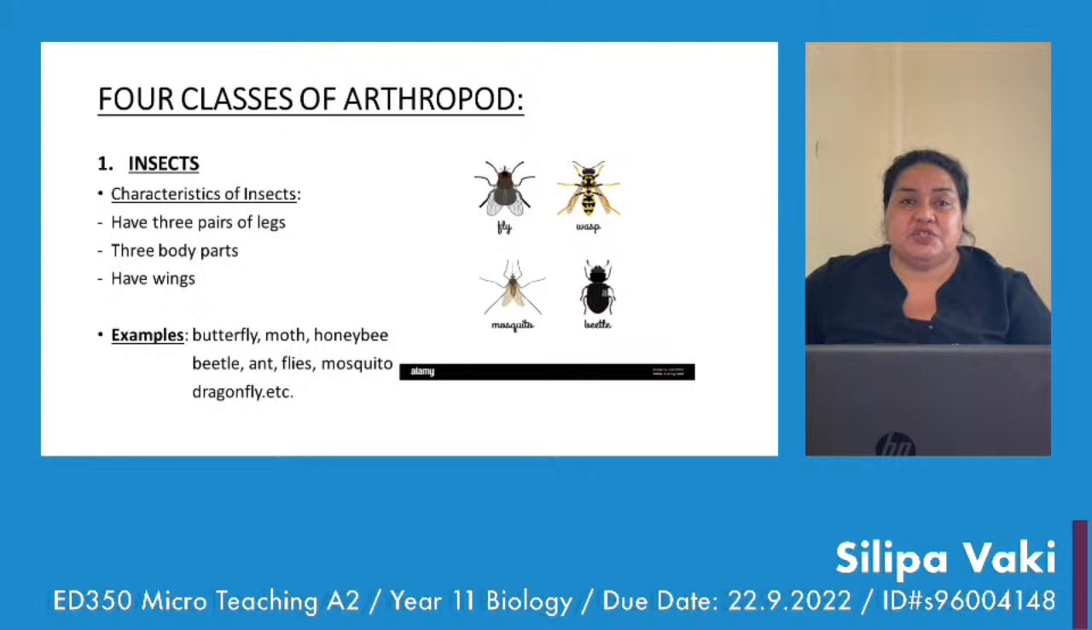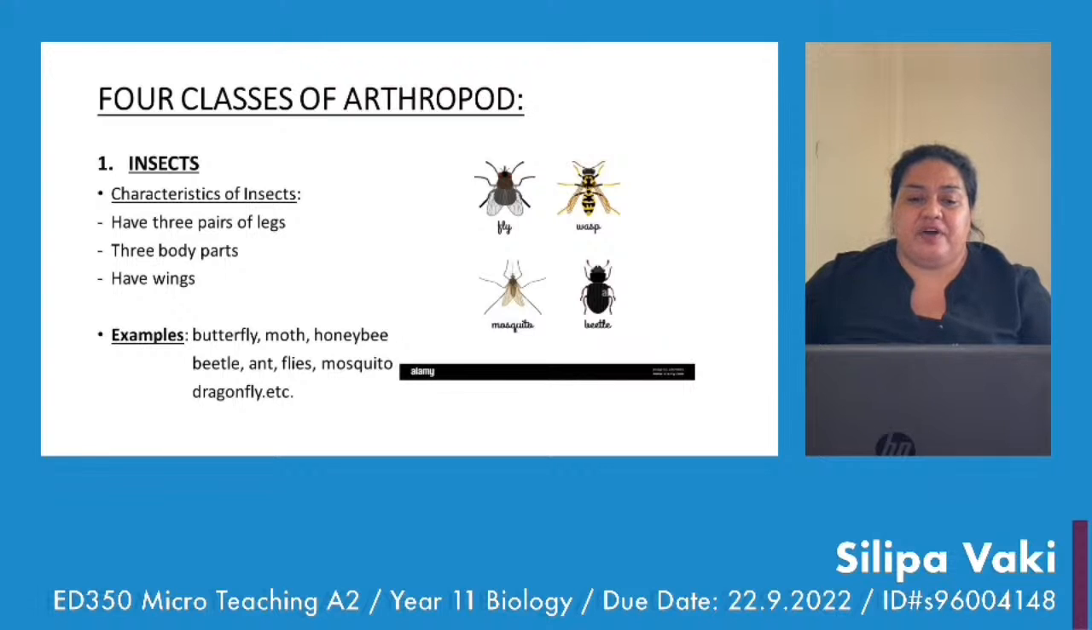The characteristics of insects: they have 3 body parts. They have 3 pairs of legs or 6 legs. They have wings, etc. Examples of insects are flies, honeybee, mosquito, beetle, grasshopper, and moth.